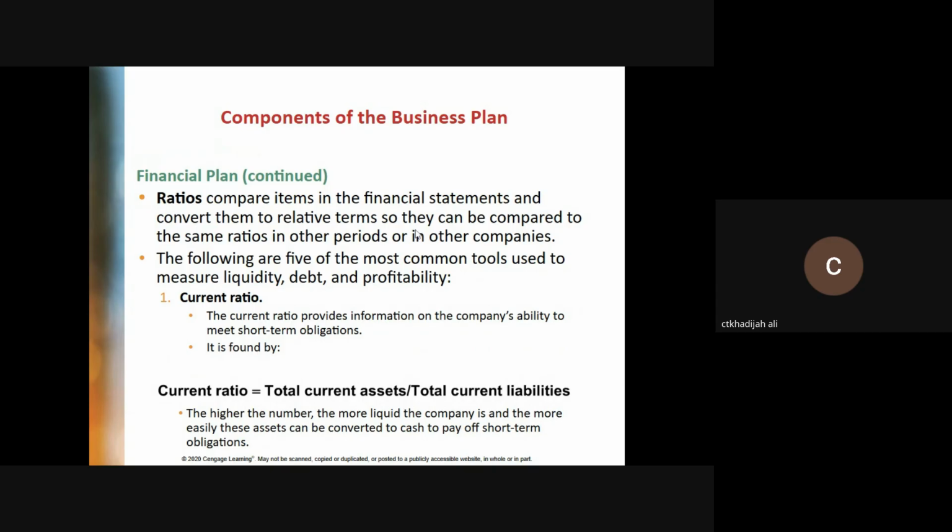Ratios compare items in the financial statement and convert them to relative terms so they can be compared to the same ratio in other periods or in other companies. The following are 5 of the most common tools used to measure liquidity, debt, and profitability. Current ratio, so this is the formula for the current ratio: total current assets over total current liabilities. Liabilities is like debt.